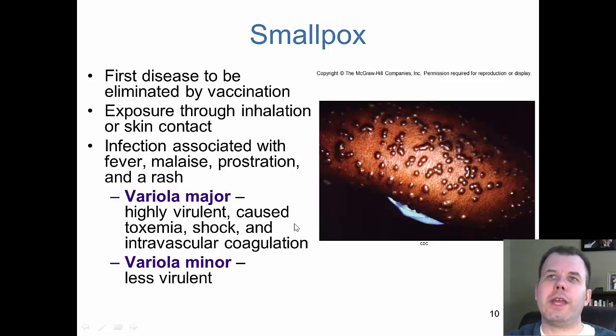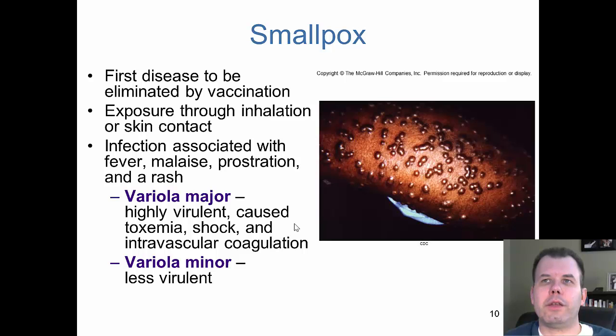Okay, the first case is smallpox, and again, this was the first virus to be completely eliminated by vaccination. And so again, there are some places that still vaccinate, and I'll point that out. But in the United States, we have stopped vaccinating since 1972. The exposure is through inhalation or skin contact, so again, this can be respiratory or skin contact, and there are 2 different types of viruses associated with it.